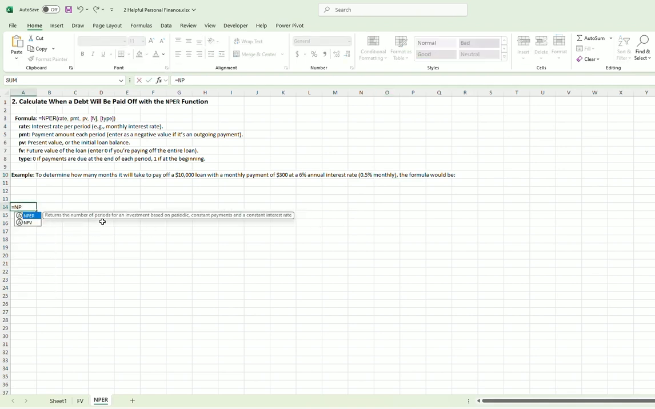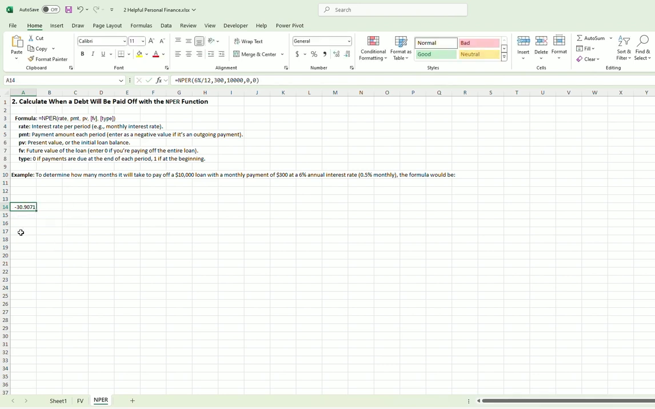Okay. So let's do this. Equals NPER. First thing is the rate. So we're going to do the 6% annual, 6% divided by 12, of course, because there's 12 months. The payment is $300, and the present value would be the $10,000. Future value, we're going to be paying off the entire loan, so we don't want to put that. And we'll put this zero since payments are due at the end of the month. So why did it put a negative? It's because I forgot to put the negative for the payment amount each month. Enter negative if it's an outgoing payment.